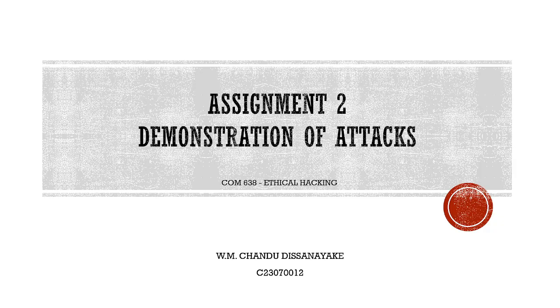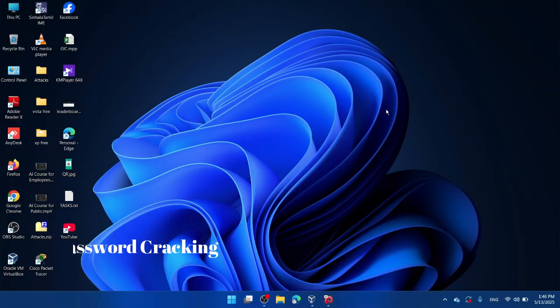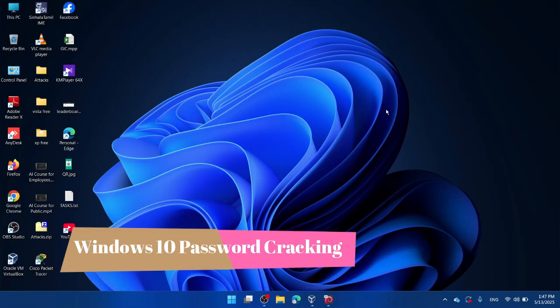So here in this assignment, for assignment number 2, we have to demonstrate 6 selected attacks out of the 10 provided. So here you can see the 6 attacks that I have selected. All of these attacks will be totally demonstrated and explained within this walkthrough. Here we are going to the first attack demonstration. It is related to the topic Windows password cracking.